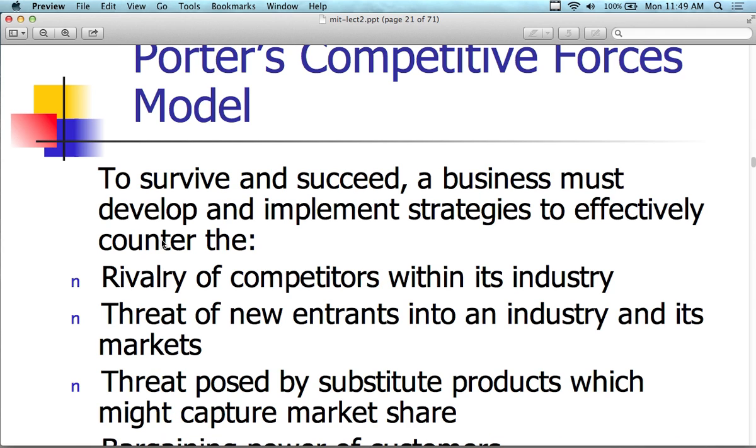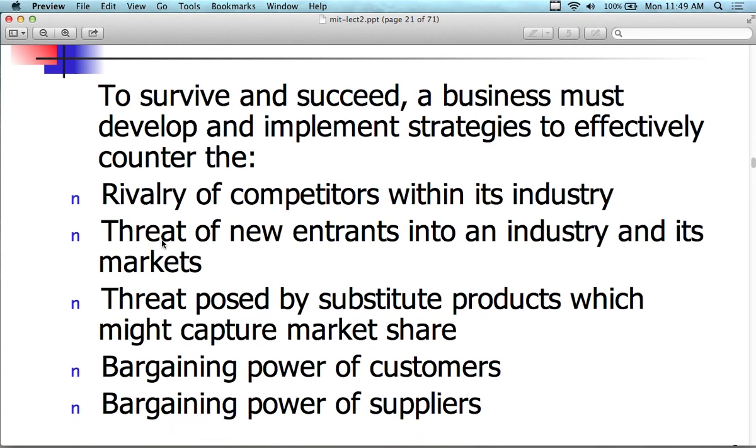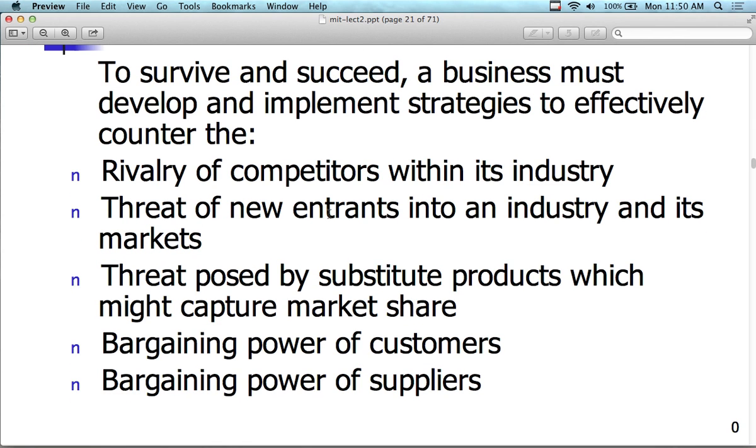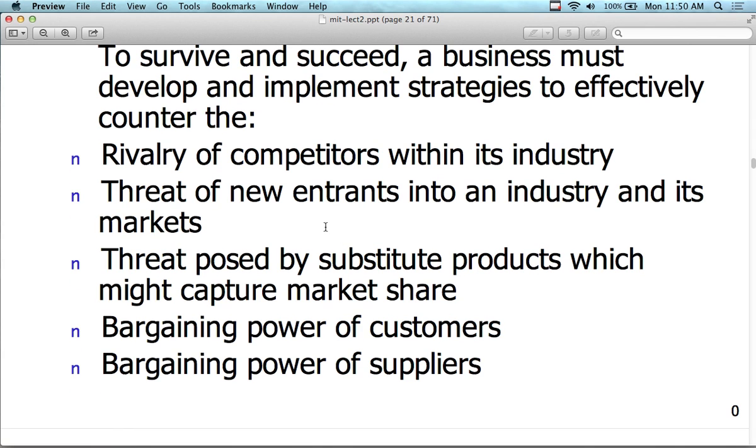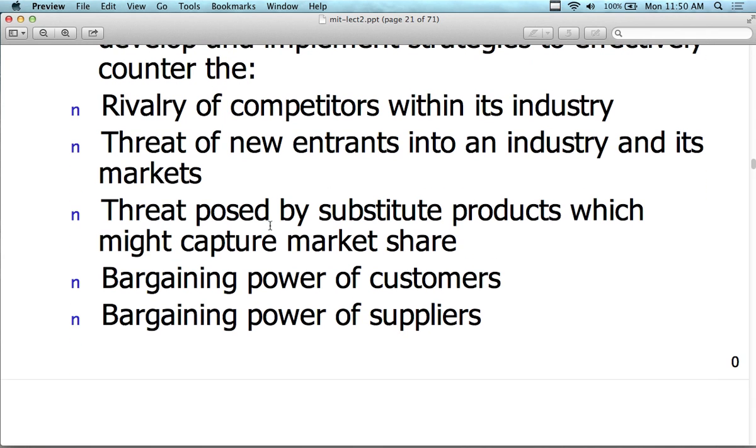He says, in order to survive and succeed, a business must develop and implement strategies to effectively counter his 5 competitive forces. Rivalry with competitors within its industry, which was what I was focused on in the last slide for a while. The threat of new entrants, keeping new people out of the industry by raising the barrier to entry so that other people can't get into the market, which is actually kind of interesting. And also the threat of substitute products that might capture market share.